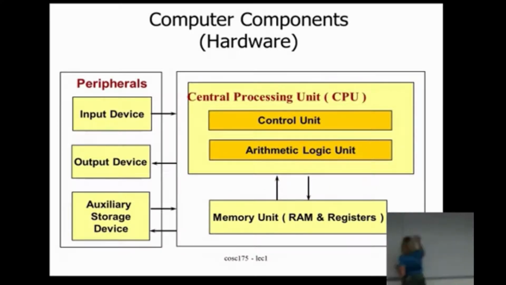There are two types of storage. One is called primary storage, and the other is called secondary storage. And I always think there's a lot of confusion about this, which is why I like to give this discussion in the beginning.